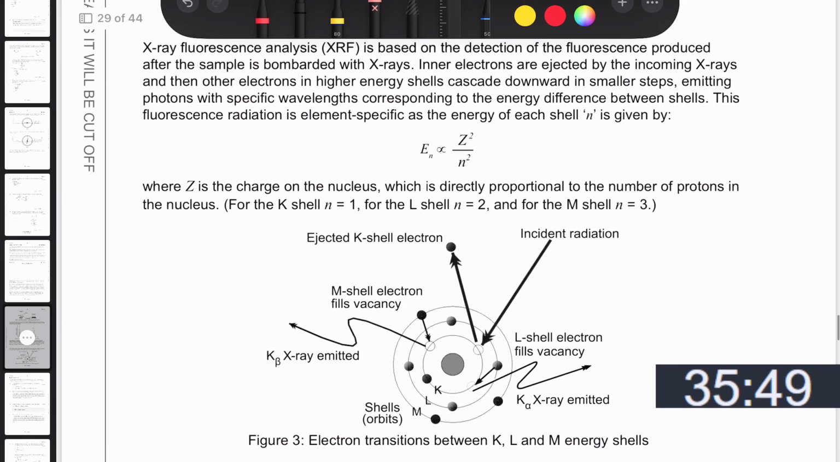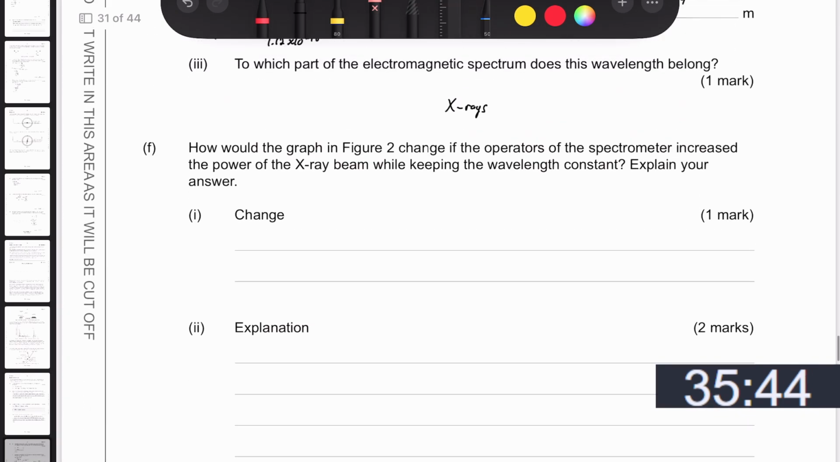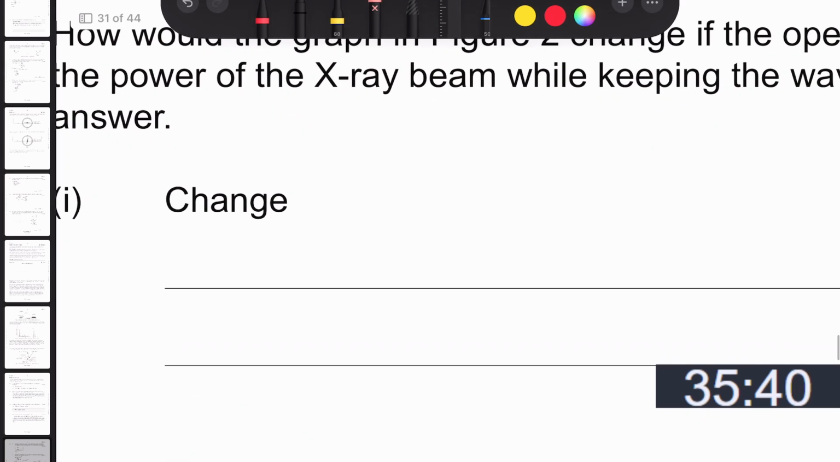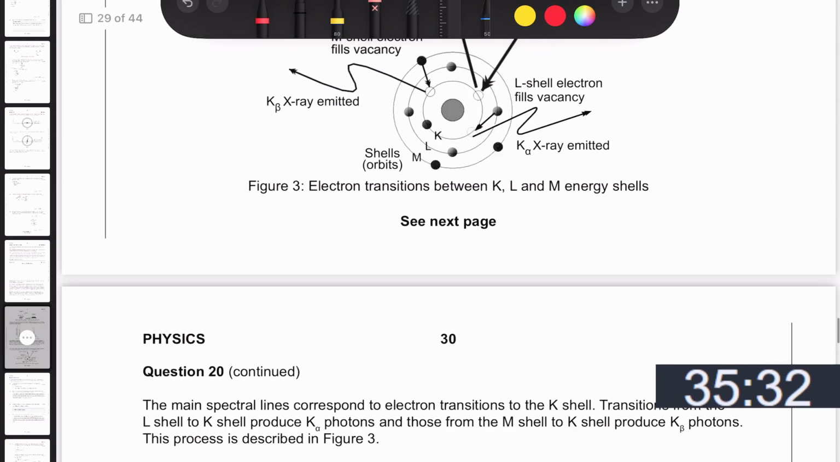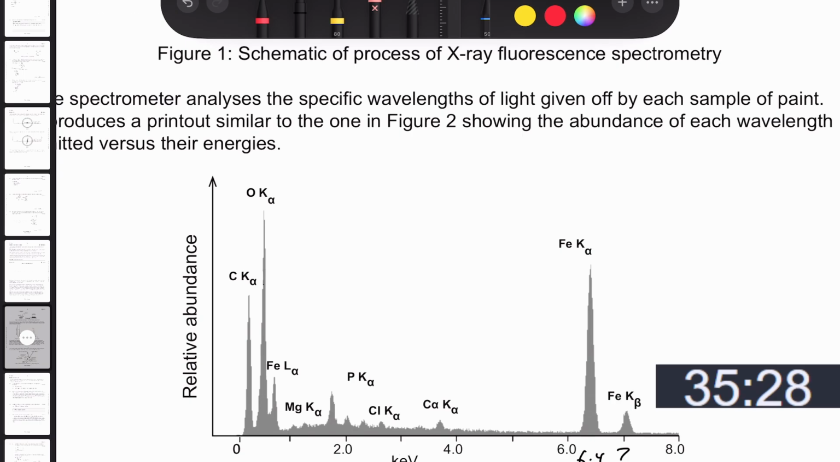Emitted photon. Okay. This train offers increased power, keeping the wavelength constant. So there'll be no change. Graph in here would not change. Emitted photons. Relative abundance.